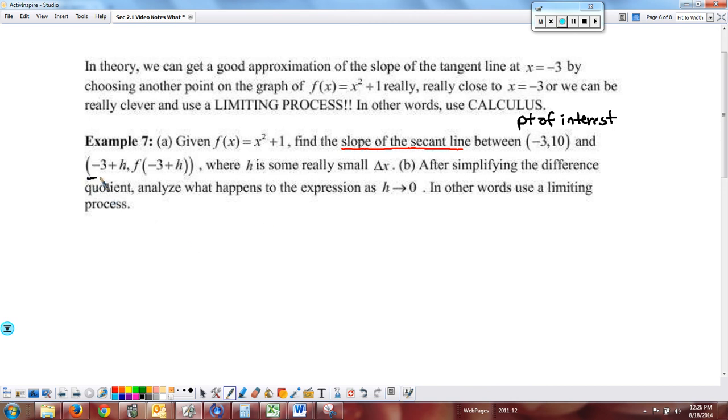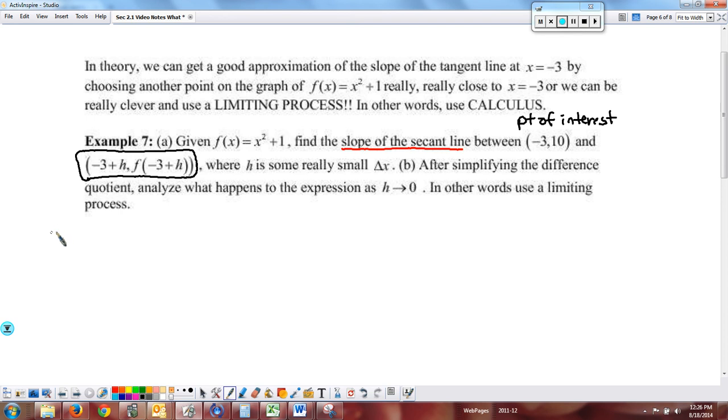And then I'm going to use as my second point a more generic x value that is a small distance away from negative 3. So that's what this little h is referencing. And then, of course, I have to get the y value, and you find the y value by plugging your x value into your function.